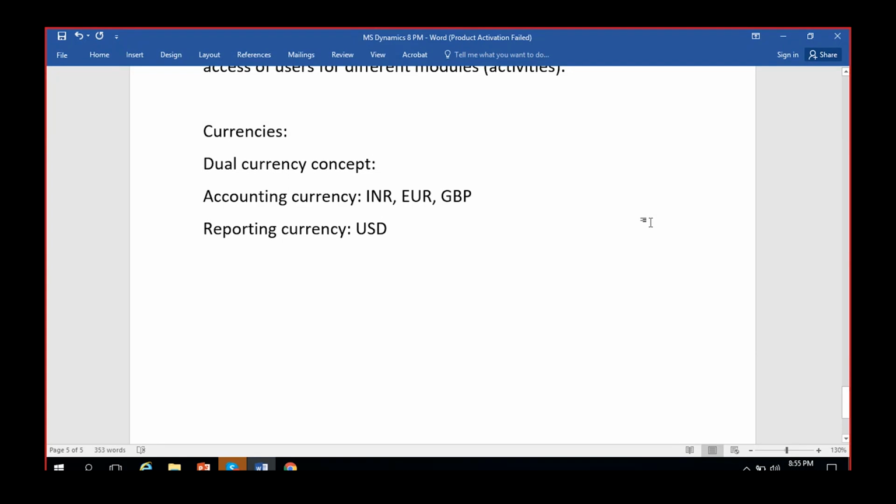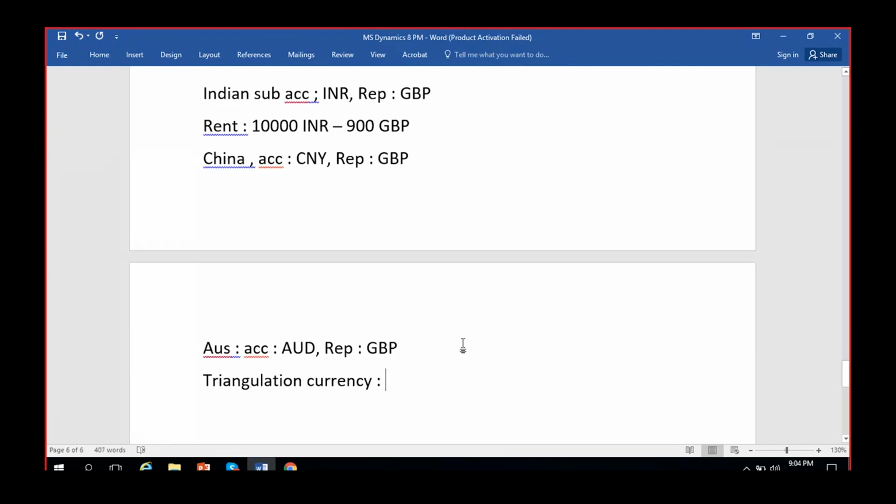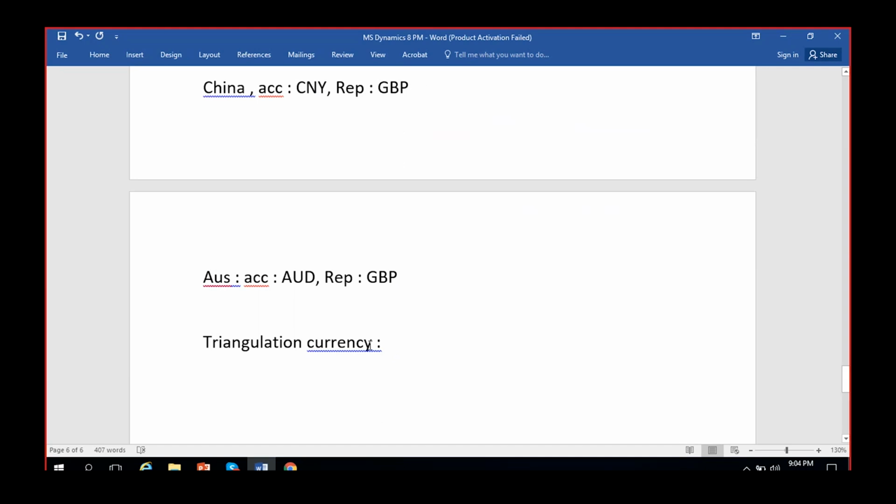It's like that. Now, the triangulation currency concept. This concept comes into applicability in certain situations. Suppose normally the USA and India have business transactions on a daily basis. We have good trade between America and India, so we always have active exchange rates.